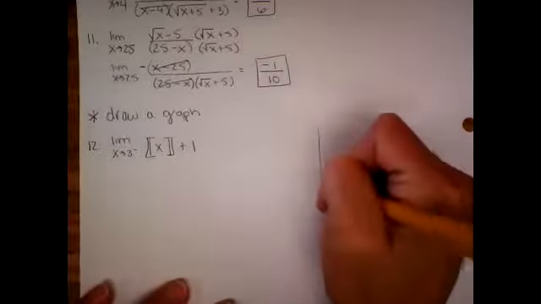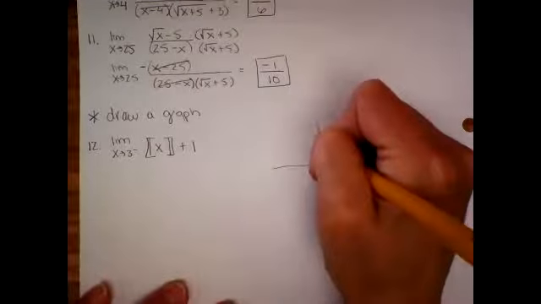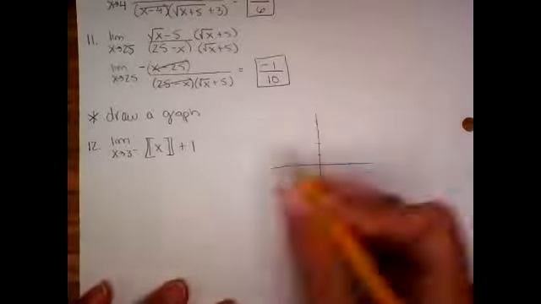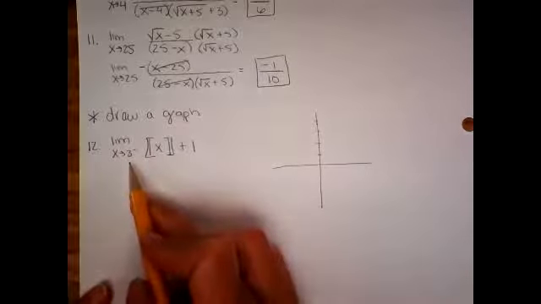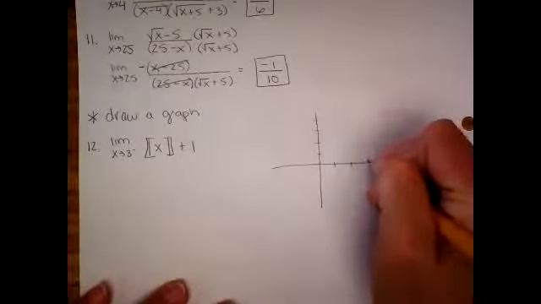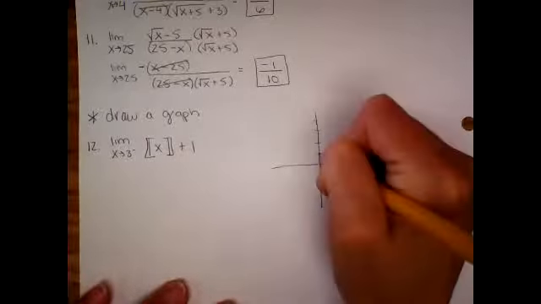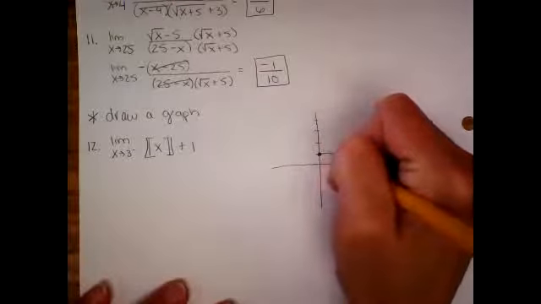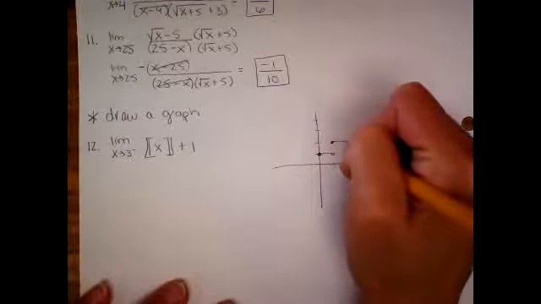So what I would do is just off to the side here. I'm not going to draw a whole ton of these steps, but I need to at least go out to 3 because that's the value that we're approaching. So we're going to start up 1 and then draw in our staircase.